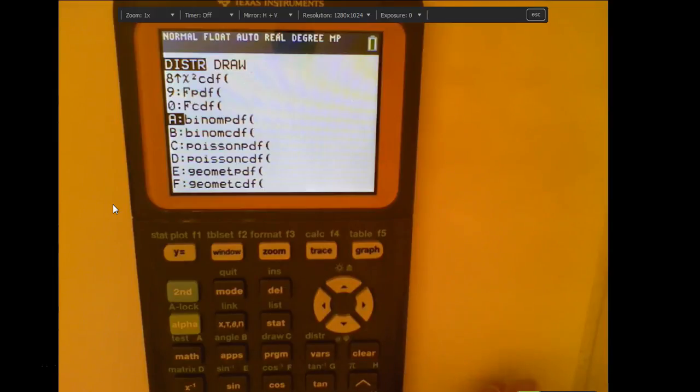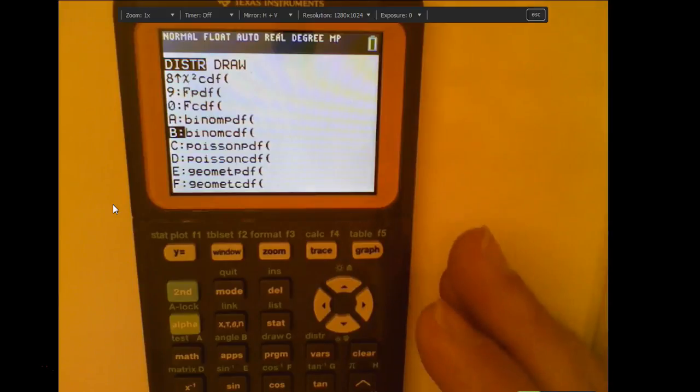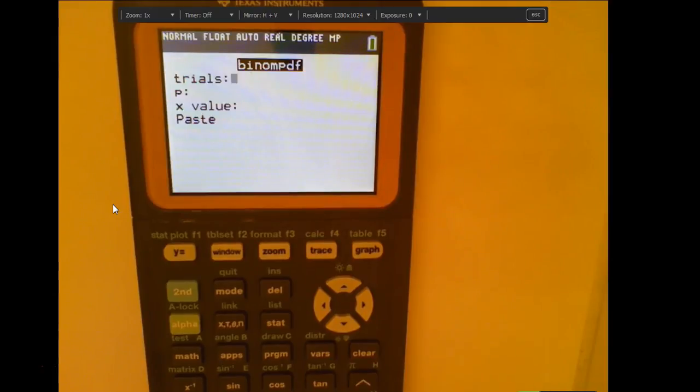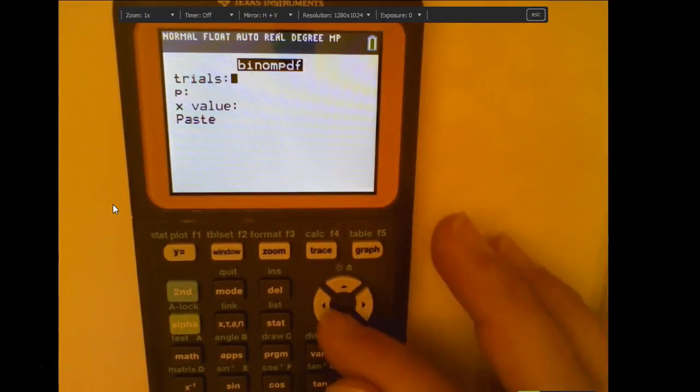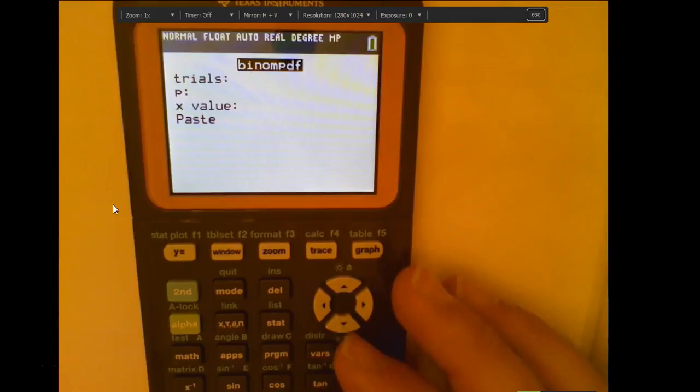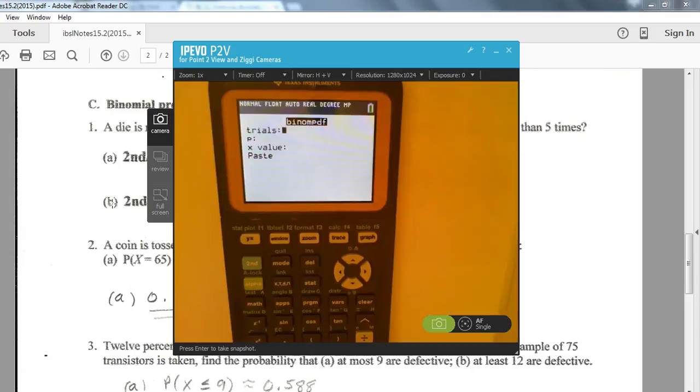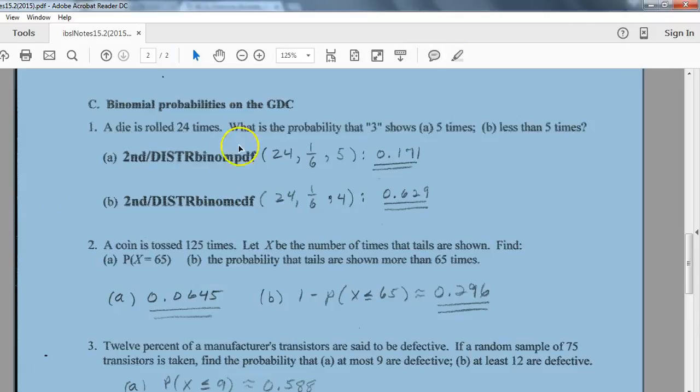Again, the PDF is for something happening an exact number of times. The CDF is the cumulative distribution function. Typically when you see the words greater than or less than, and we're talking about a group of events, we want to use the cumulative button. It's real simple because all you have to do is insert the numbers that they want: a specific number of trials, your probability of success, and then the X value. Let me do that with this one so you can see where all the numbers are coming from.